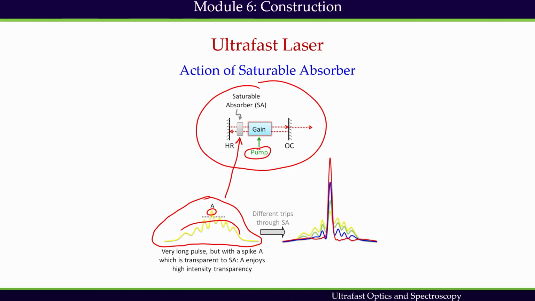If a saturable absorber is placed in the laser cavity, it will transmit only those modes which are in phase and responsible for creation of the strong spike A. All other modes which are not in phase are suppressed because they are contributing to these weak spikes.